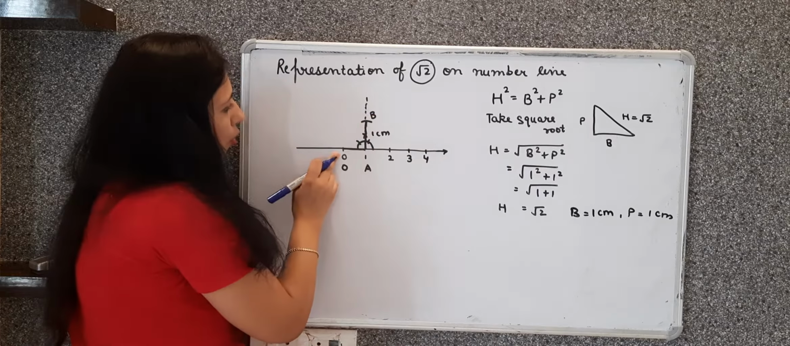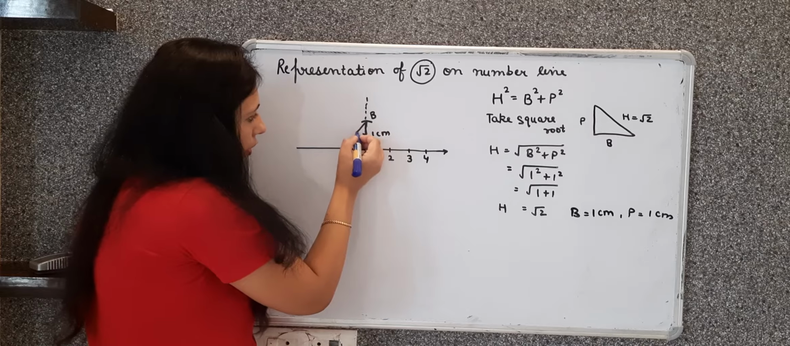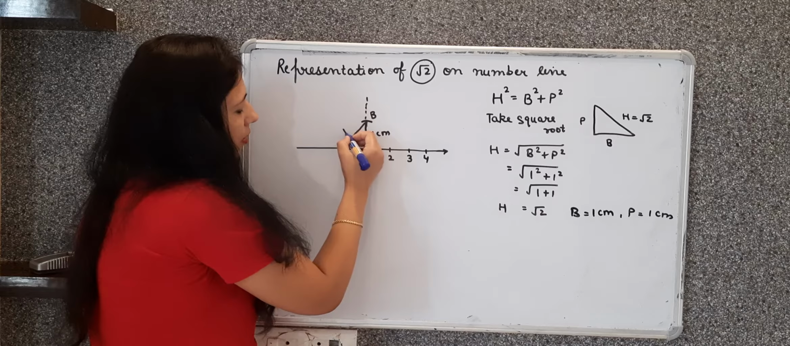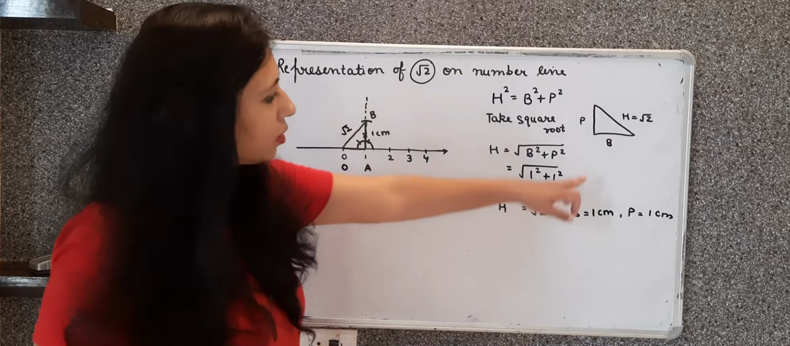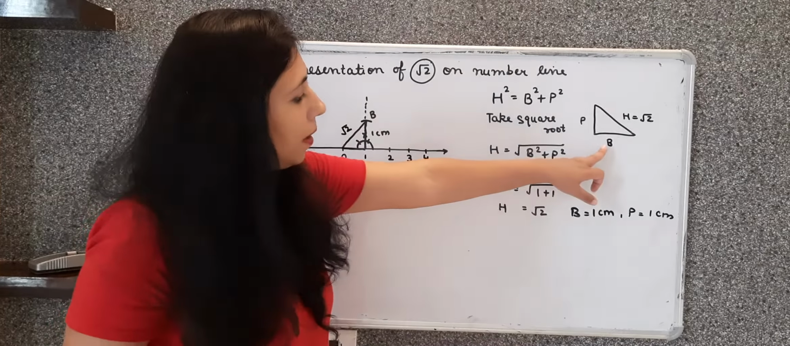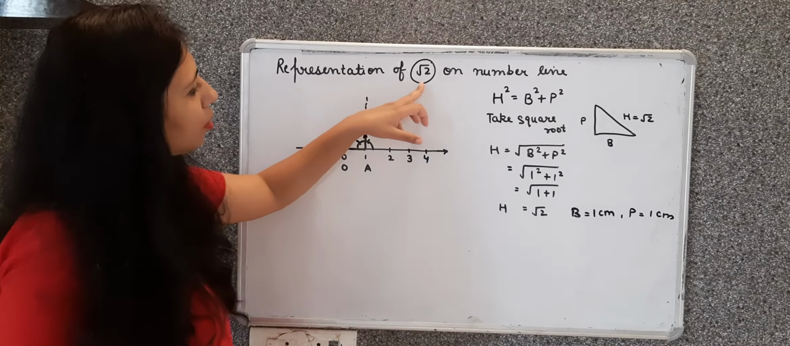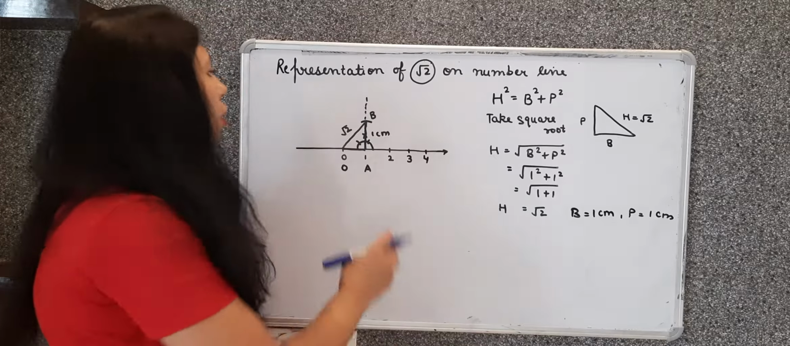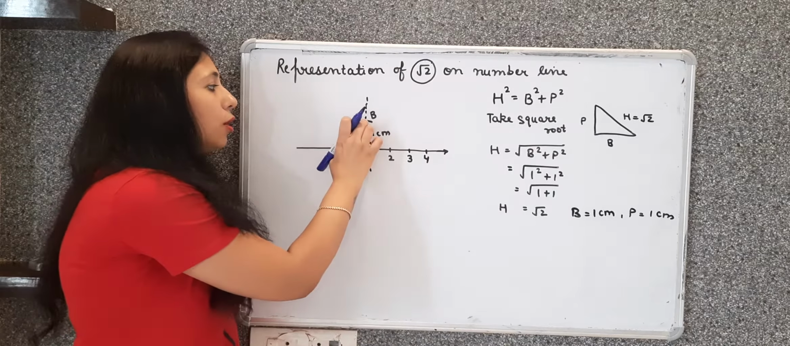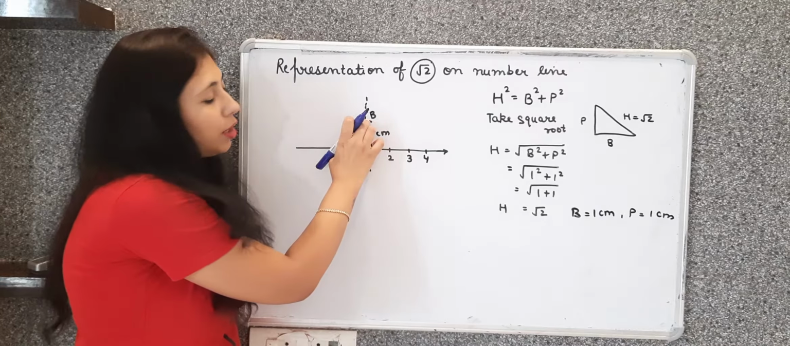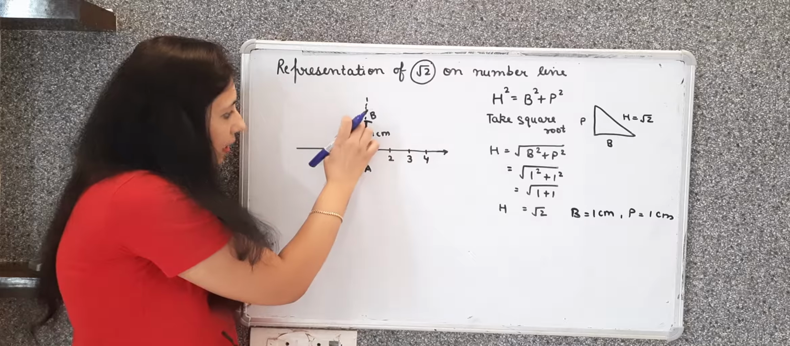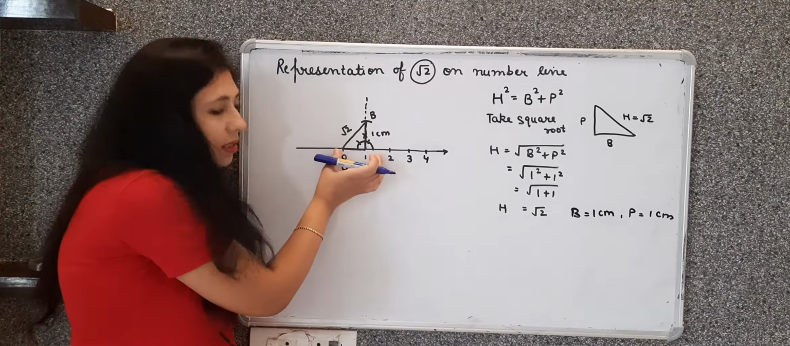Now if I join O with B, this is what? This is our hypotenuse, which will be root 2. Base is 1, perpendicular is 1, then the hypotenuse that you will get will be root 2 centimeter. But our question is representation of root 2 on a number line. We got this distance as root 2, but this distance is actually not on the number line. It's somewhere here. I want this distance on the number line.